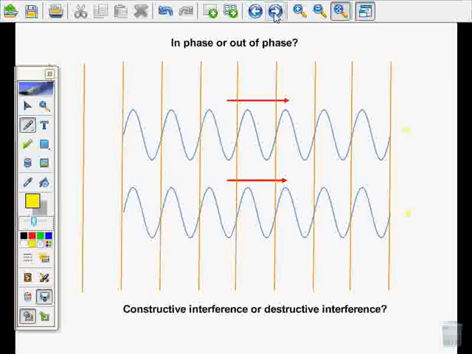Well, you see right here, there's a crest, and straight up above it, lined up with it, is a crest. And then right down here, there's a trough, and right above it, there's a trough. It's lined up if you follow the red lines. So basically, if I put the one on top of the other, would the crest line up with the other crest, or would a crest be lined up with a trough? They're going to line up. So are they in phase or out of phase? In phase. Are we going to have constructive interference or destructive interference? Constructive.